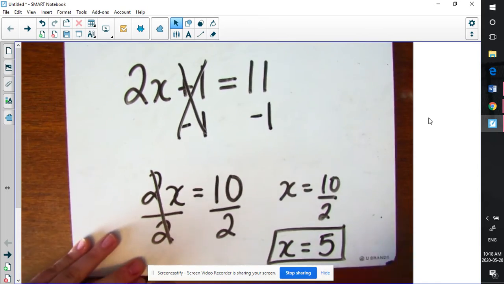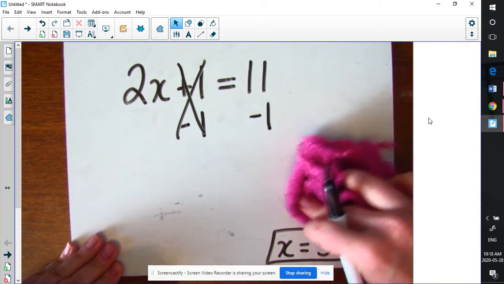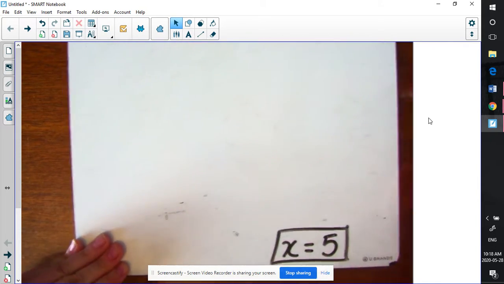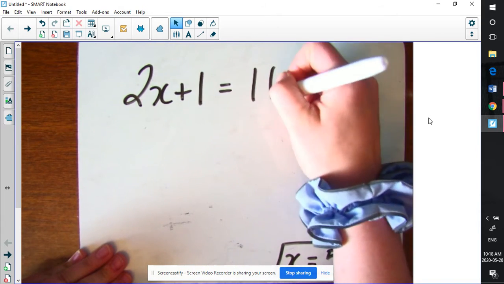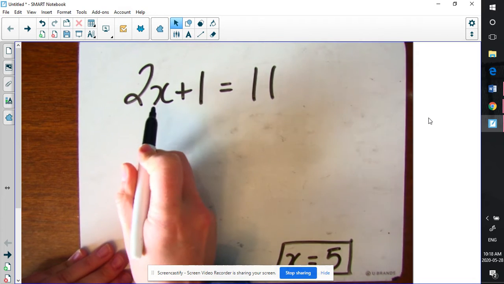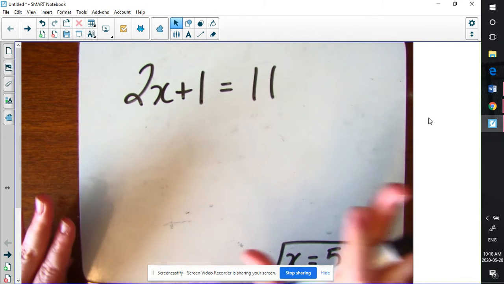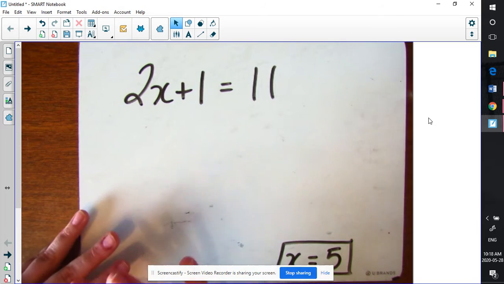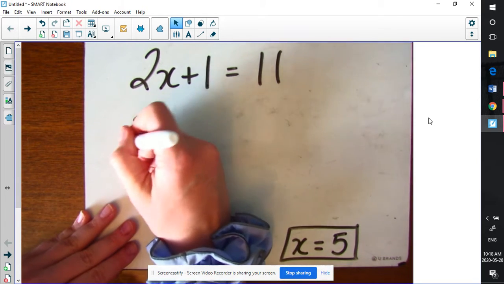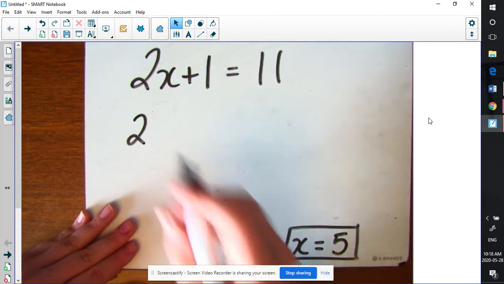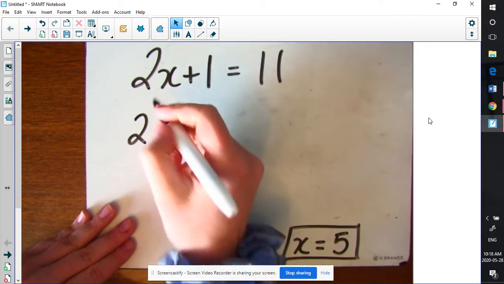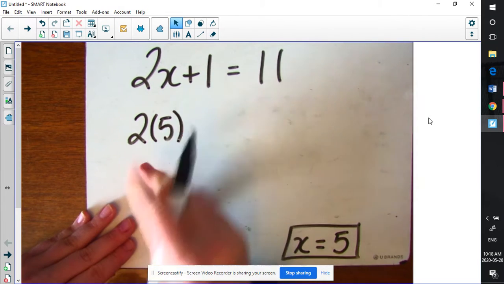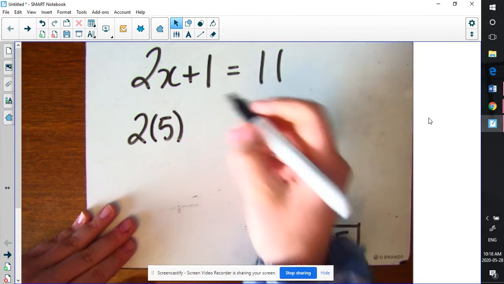Now let's check our answer. We're going to go back to our original equation, and we're going to put 5 in the place of x and find out if it works. So I'm going to do 2, and in the place of x, I'm going to put 5, but I'm not just going to write a 5. I'm going to put it in brackets, because if I just write a 5, that's 25. We need brackets because that means multiplication.